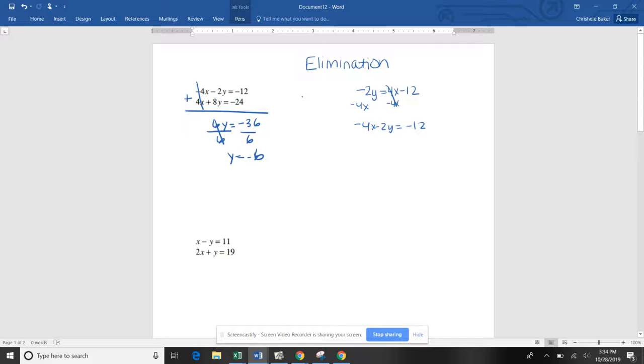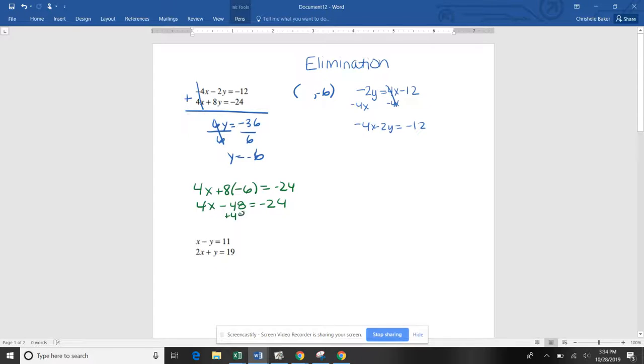Just like in graphing and substitution, I am looking for an ordered pair that is my solution. So I know the y value is negative 6, and then I'm going to go back and find my x. I can pick either equation. I'm going to pick the bottom one just because there's no negatives. So I have 4x plus 8y is equal to negative 24. 4x minus 48 is equal to negative 24.